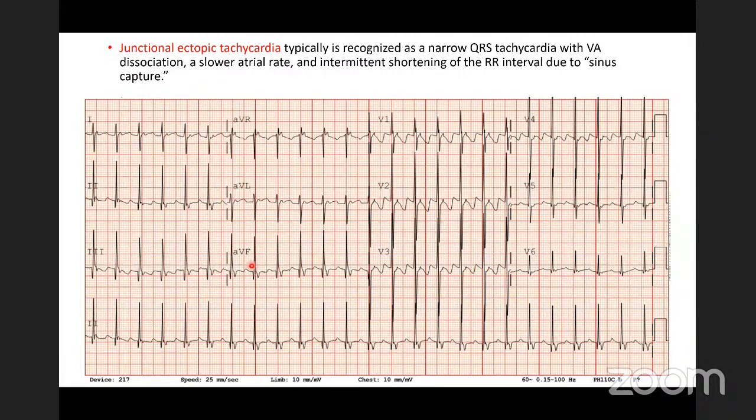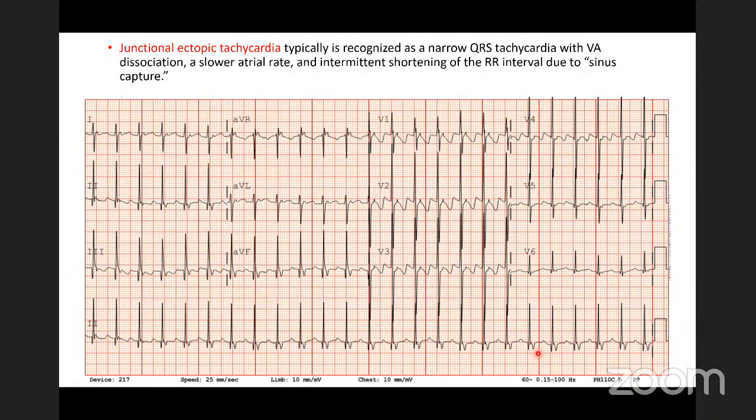The characteristic of this is that every QRS is not preceded by a P wave, but followed by a P wave. So you can find a P wave after the QRS, and usually they are inverted in the inferior leads. They are inverted in leads 2, 3, and aVF clearly, and it's after the QRS. So it's a junctional ectopic tachycardia.